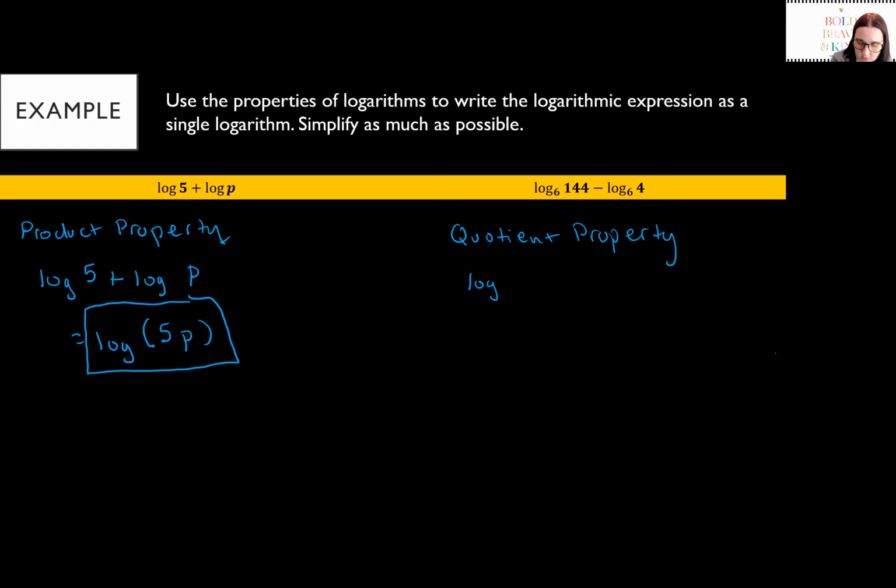And so we have log base 6 of 144 minus log base 6 of 4. And we can combine this, still log base 6, but it's 144 over 4. So we're taking log of 144, so that goes on top, and that was before the subtraction sign. And then after the subtraction sign, we have the log of 4, so that goes in the bottom. Now this we can simplify because we can do 144 divided by 4.